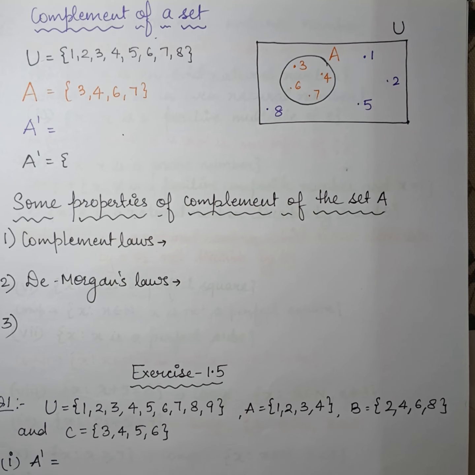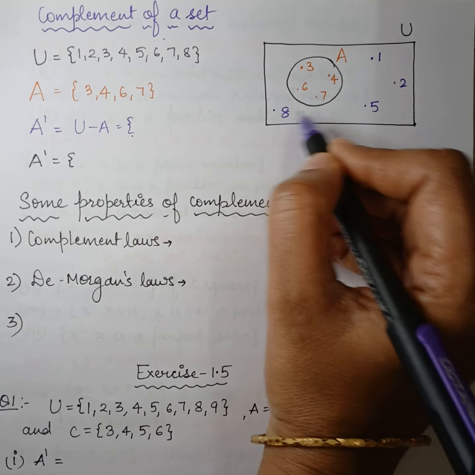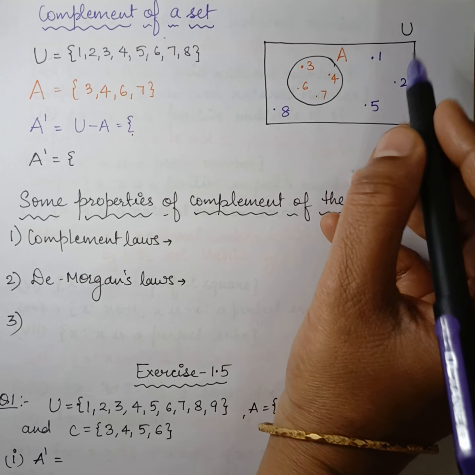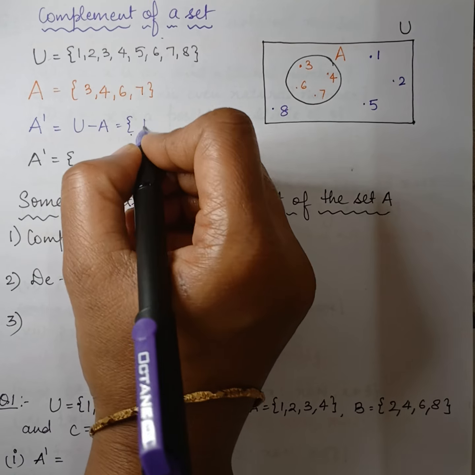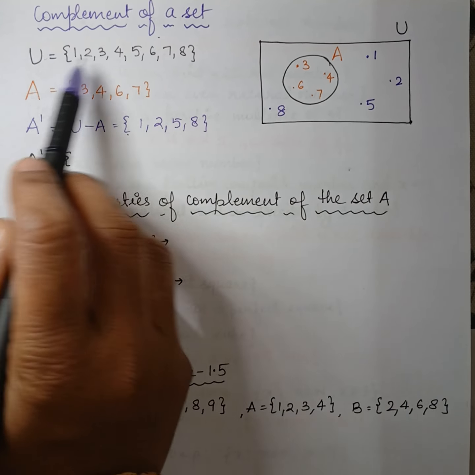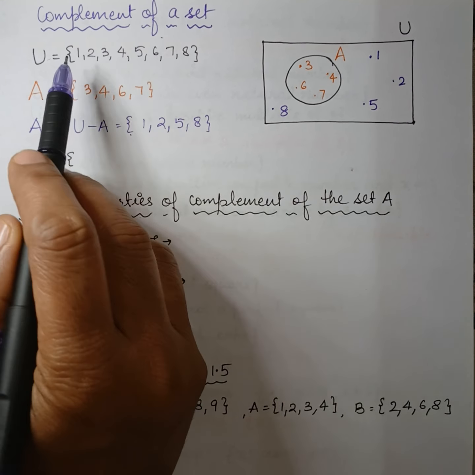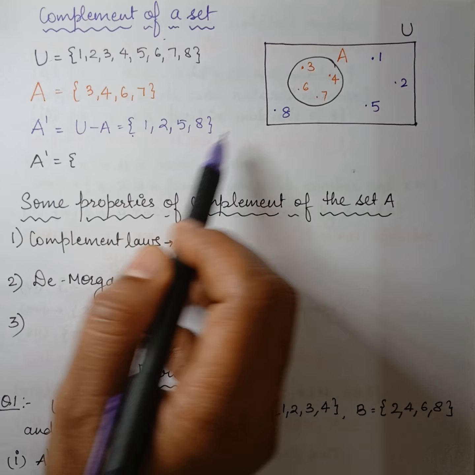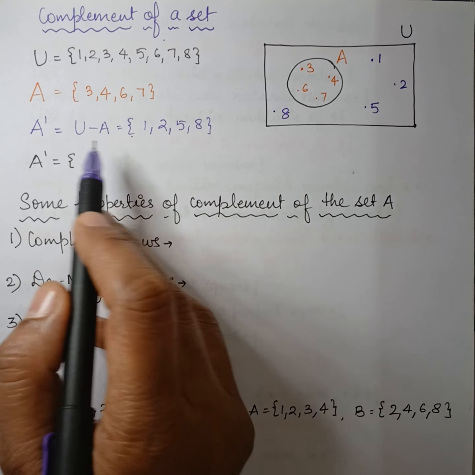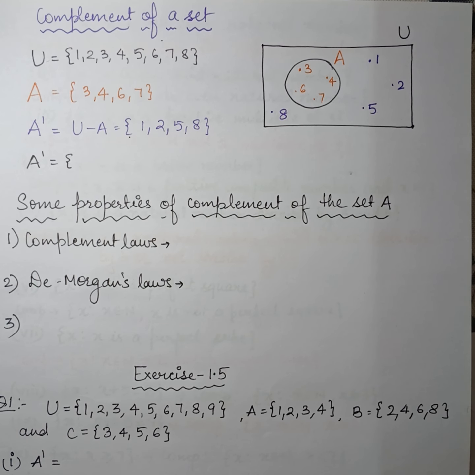A complement basically is U minus A. The elements which are not there in A but they are there in U will be there in A complement. So 1, 2, 5, 8. So what we did, from universal set we have removed the elements of A. 3, 4, 6 and 7 we have removed and 1, 2, 5 and 8 are left. So A complement basically is U minus A. So to find A complement, we will subtract the elements of A from U.